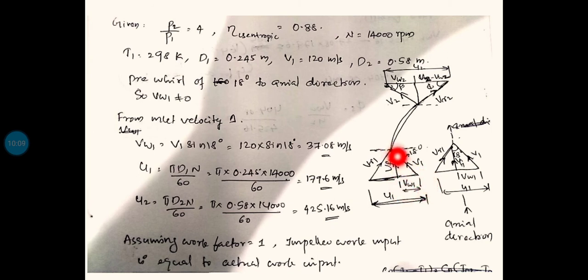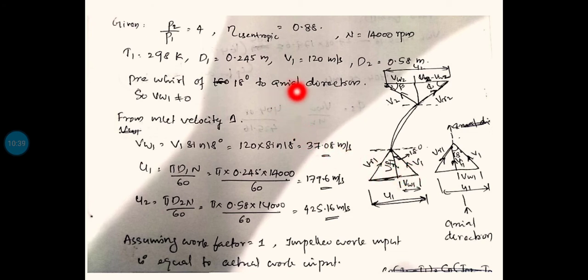From there, the direction of V1 is along this direction, since the horizontal component of V1 is VW1. So if this is VW1, V1 should be along this direction. Now pre-whirl is 18 degree and it is making that 18 degree with the axial direction. This is the axial direction, perpendicular to this tangent. So this angle is 18 degree, that is the angle made by V1 with VF1.